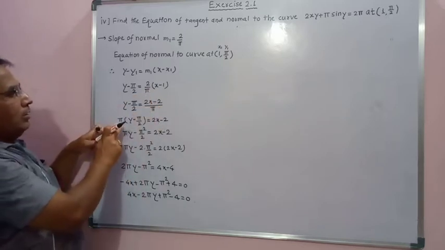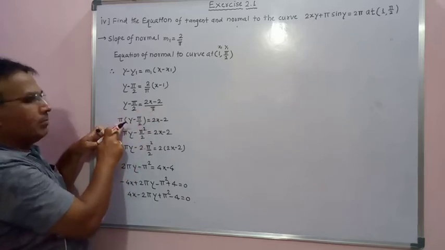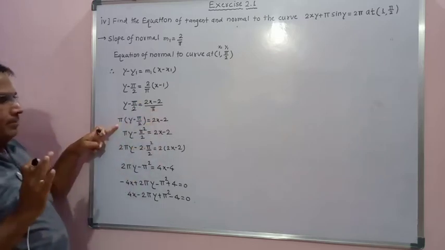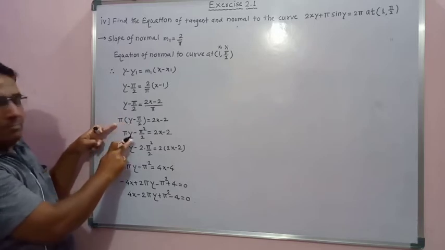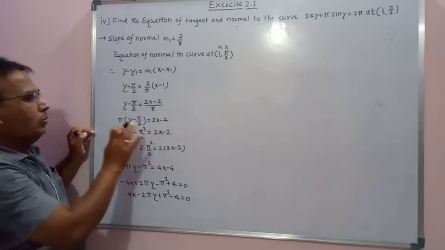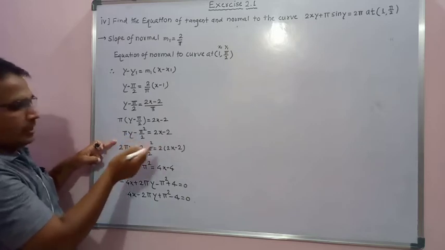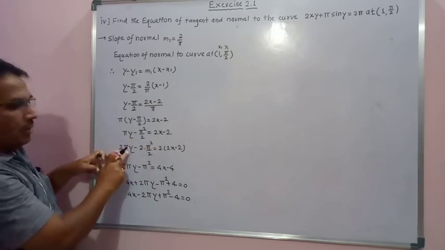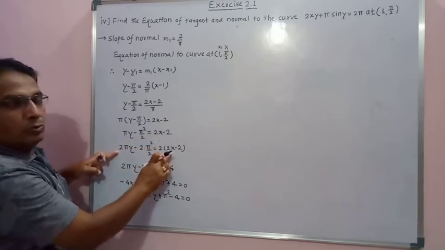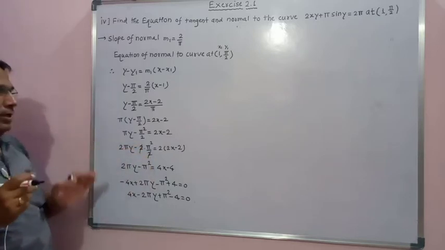Therefore, this pi is transposed to the left side, multiplying: pi into y minus pi by 2 equals 2x minus 2. Therefore, pi into y minus pi into pi by 2, that is pi square divided by 2, equals 2x minus 2. We multiply 2 on both sides: 2 into pi into y minus 2 into pi square divided by 2 equals 2 into 2x minus 2. The 2 and 2 cancel.